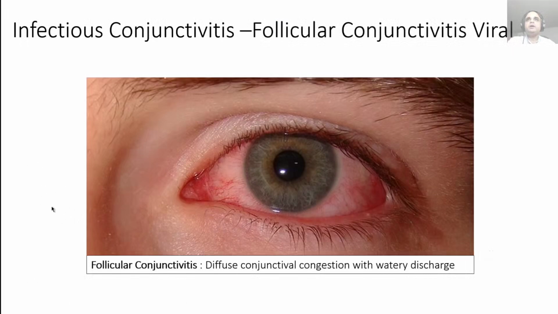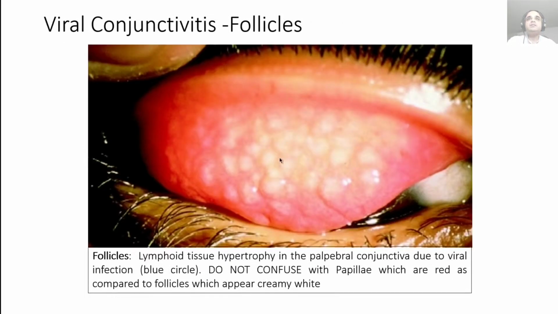So this is what an eye of a follicular conjunctivitis would look like. It's just sort of red and a watery discharge. Obviously, you can't really see the watery discharge well because it's something that's so profuse that the patient tends to clean it all the time. This is the follicular reaction.